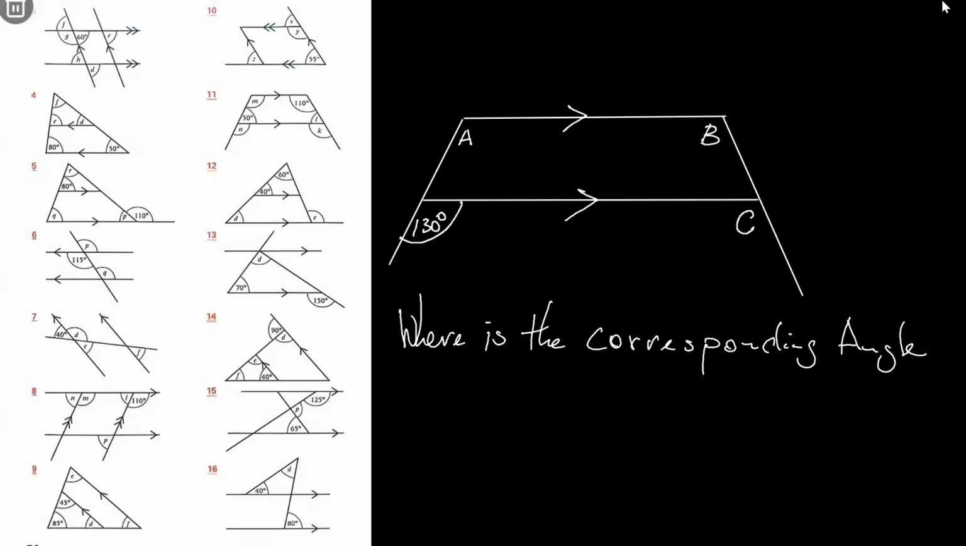So the answer is A. The answer is A. So this is the first parallel line. I think you all are understanding it now. You looked at the first parallel line. It must be somewhere on the second parallel line. And it's A. So this is also 130 degrees.